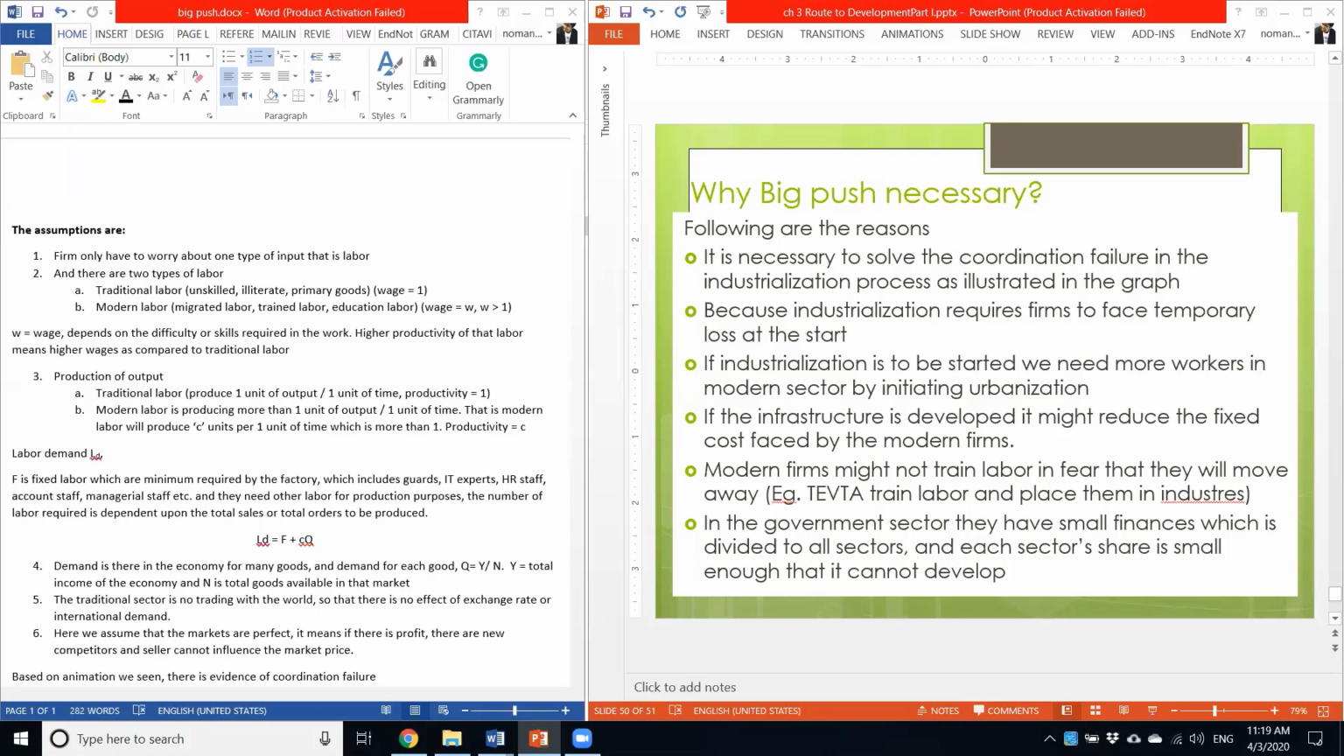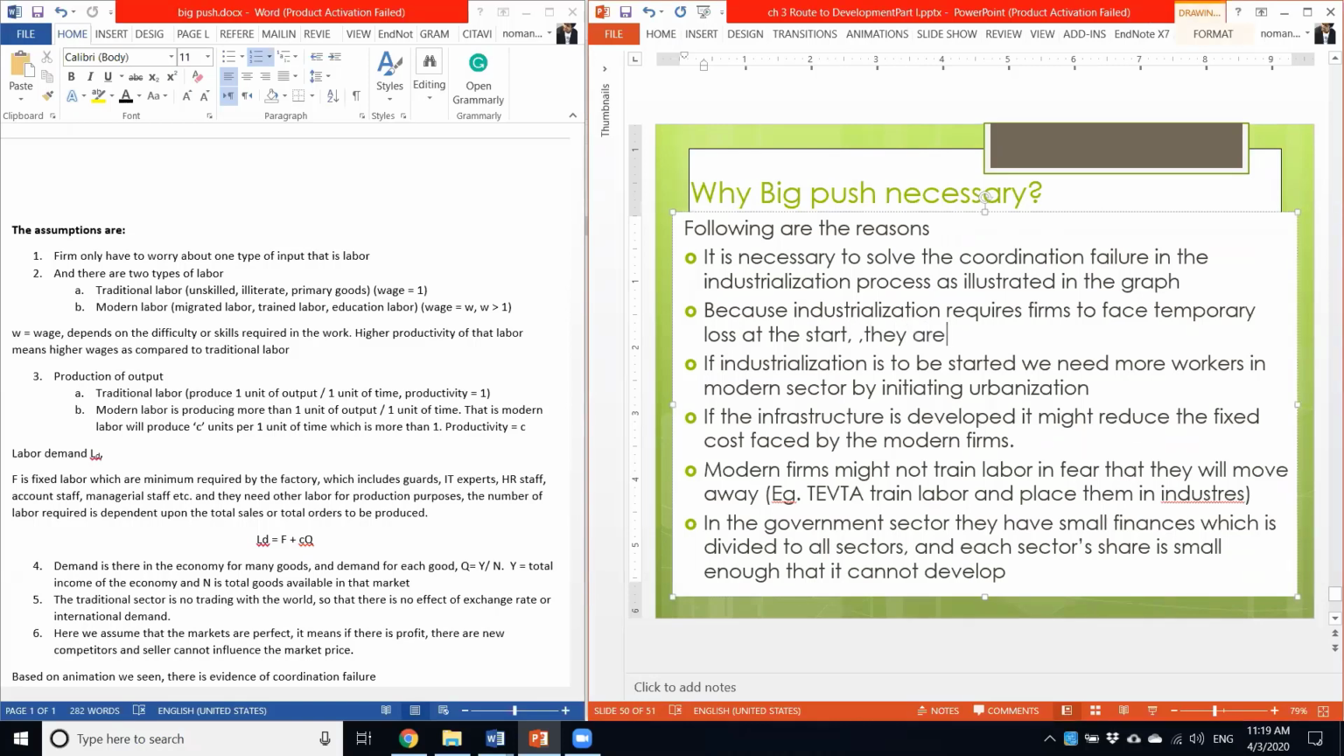So it is necessary to solve the coordination failure in industrialization, so that industrialization is initiated in the private sector. Because industrialization requires firms to face temporary loss at the start, they are reluctant to enter. So if we assume that the private sector will industrialize itself, it will not happen.